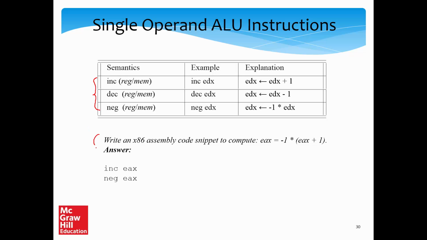So let's consider an example. Nothing is complete without it. Let's write an x86 assembly code snippet to compute EAX is equal to -1 times EAX plus 1. So in this case, since the value of EAX is changing, what we do is that we first increment EAX, which means setting EAX to EAX plus 1, and then we call neg EAX, which means subtract EAX plus 1 with -1.